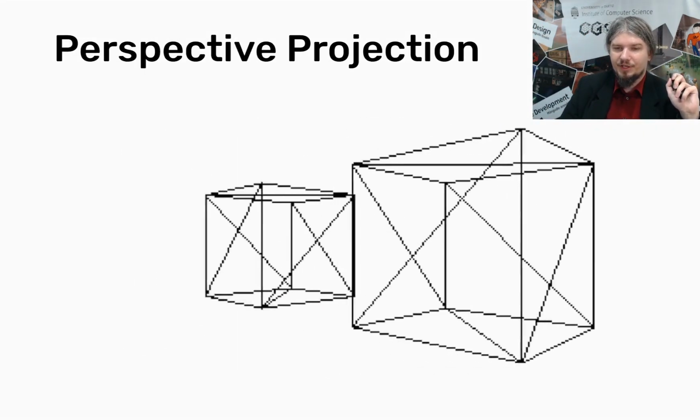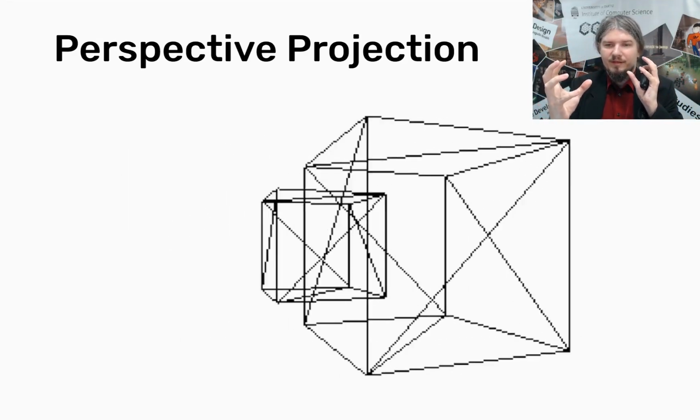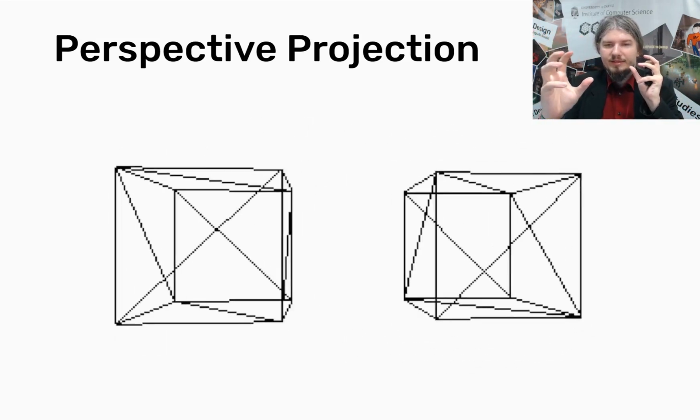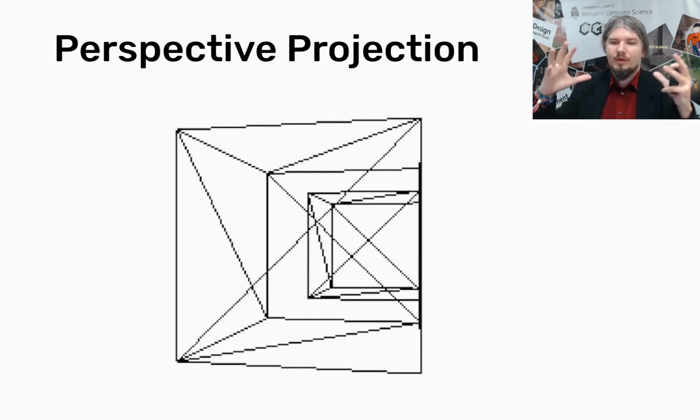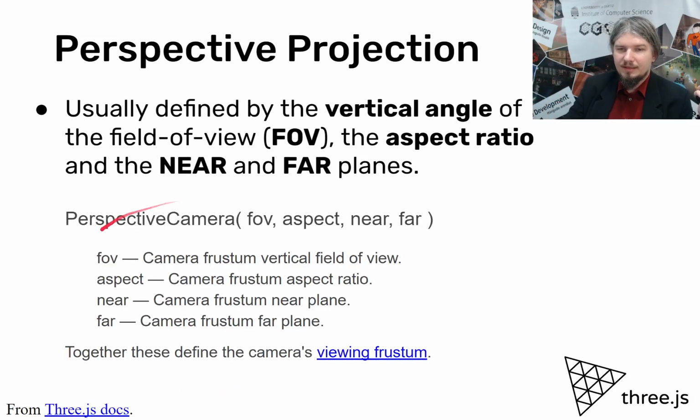Next is perspective projection. This is a projection that does include perspective distortion, so things further away get smaller, and things near the camera get bigger. Usually it's defined by the vertical angle of the field of view, some angle for the camera, then the aspect ratio of the screen, and the near and far planes. The aspect ratio of the screen is just the width of the screen divided by the height of the screen. For example, here in three.js we have the perspective camera: field of view, the camera frustum's vertical field of view, the frustum's aspect ratio, the near plane and far plane values.